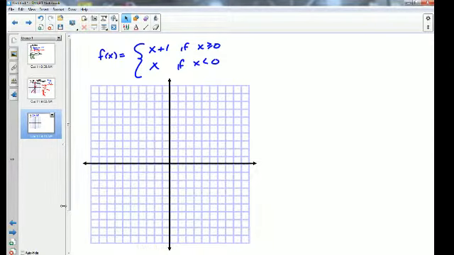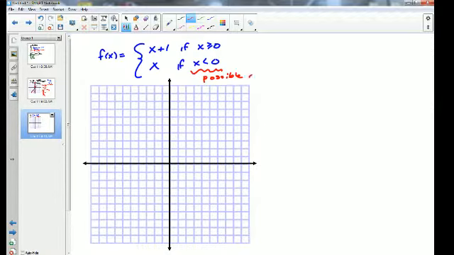Okay, so I have a piecewise function, right? This is where our possible discontinuity is, at 0. Is it possible that there won't be a discontinuity in those? Yeah, they can still come together. This one won't, but it can happen.